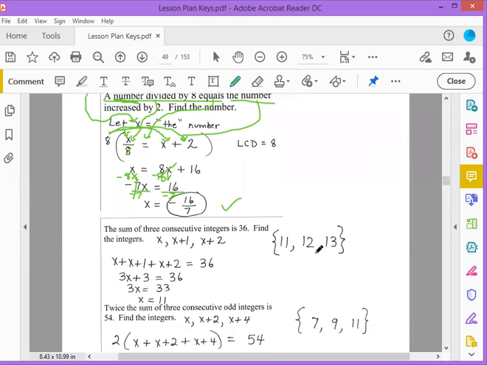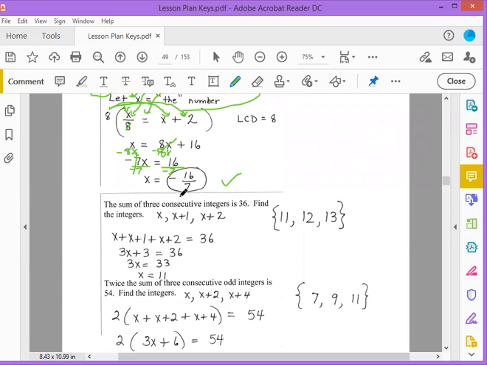The next problem, we have the sum of 3 consecutive integers is 36. We want to find those integers. So again, we use x to represent the unknown number. Since we're told that those numbers are consecutive, that means they're back to back. So for example, 1, 2, and 3 are consecutive numbers. To get from 1 to 2, we have to add 1. You add 1 each time. To get from 2 to 3, you add 1.